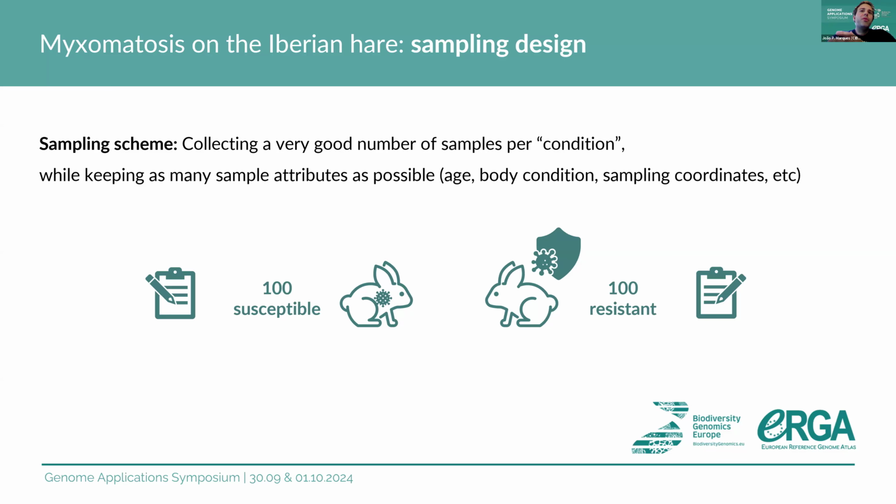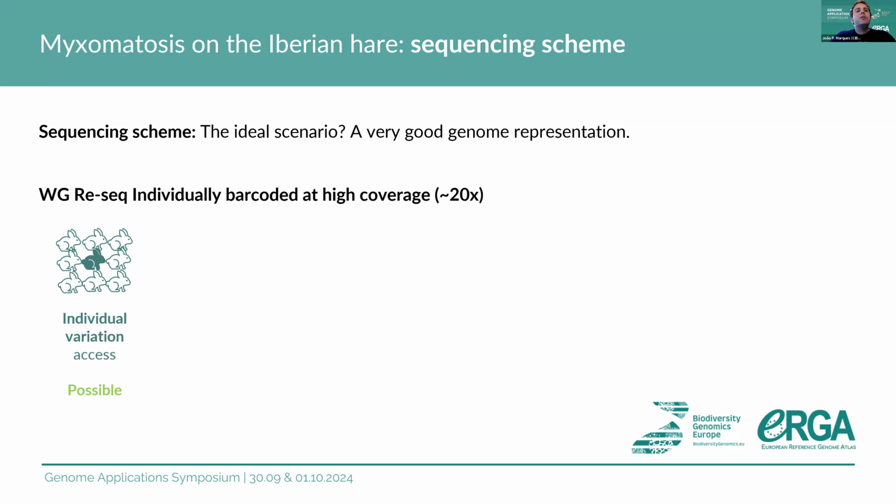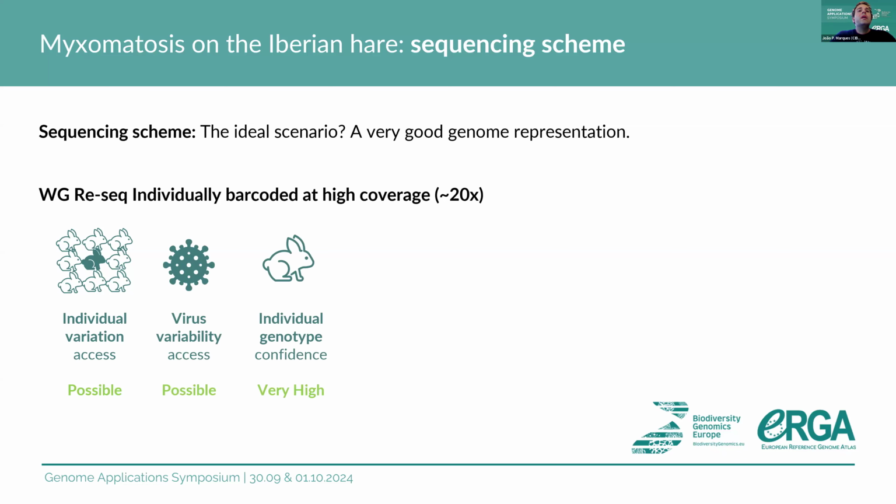So we collect all this information and we have all this information. But then the question was, okay, and now what about the sequencing scheme? And of course, the ideal scenario for this kind of case is just to shoot it with whole genome, high coverage data for each individual. So this will allow us to see individual variation, so to pinpoint each individual in the population or in the data set. It would allow us to also check for virus variability because it's a DNA virus.